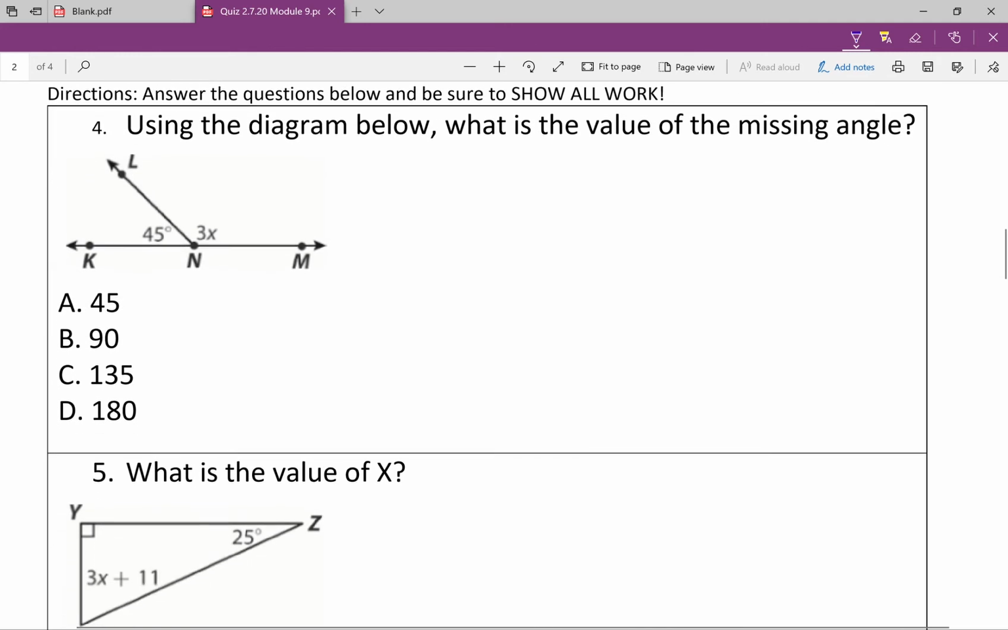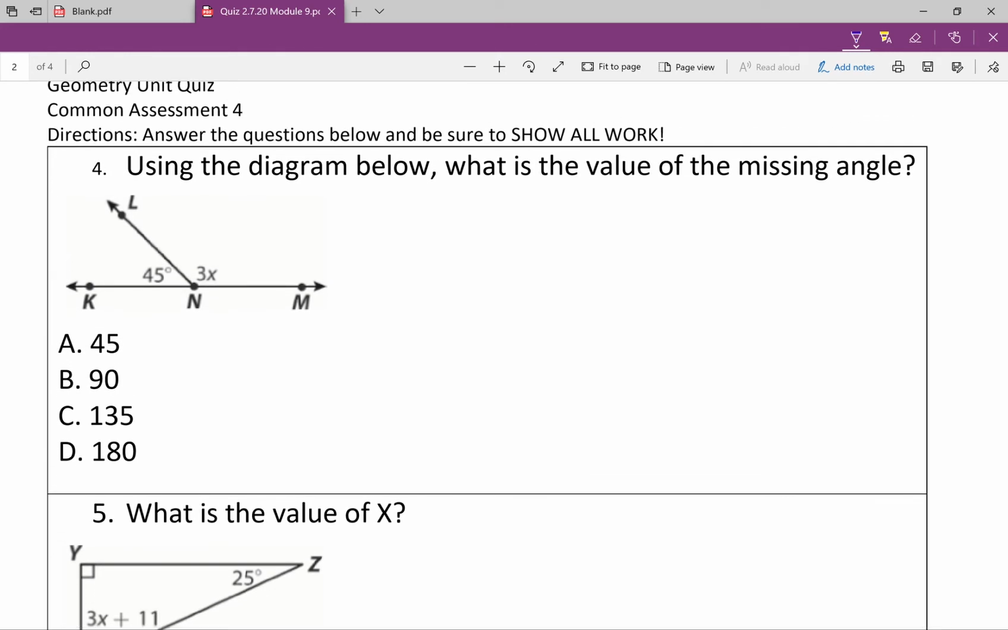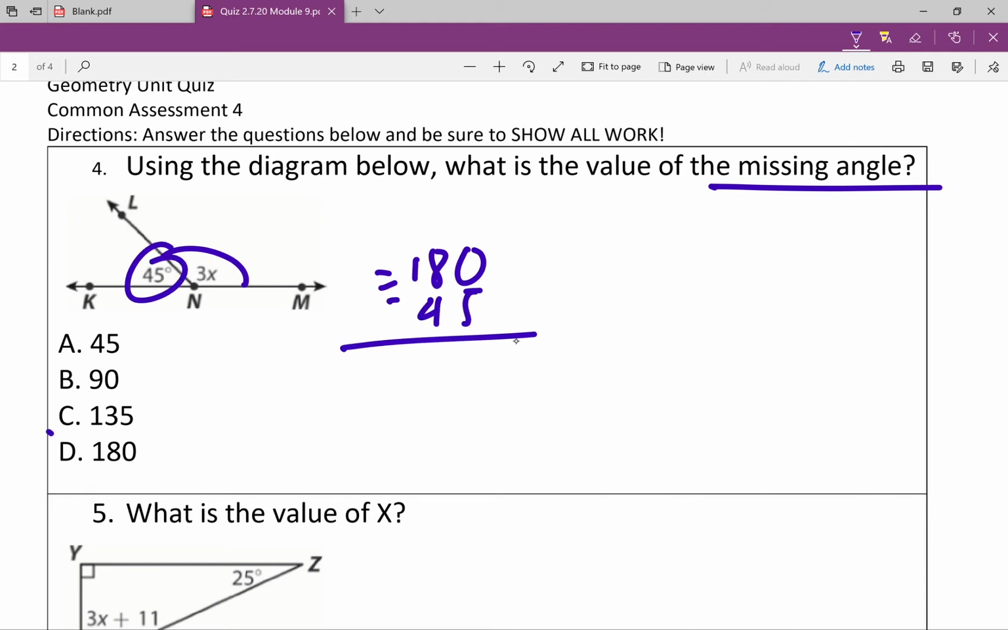Next one. What is the missing angle? I'm not looking for x. I'm looking for the angle. Some of you picked A because you set them equal to 180 and solved for x, but you have to read the prompt. In this case, it's just looking for the missing angle. So this has to be a total of 180, and if you already have 45, all you gotta do is subtract, and your answer is 135. I'm not looking for x. 45 is x. But I'm looking for the missing angle.